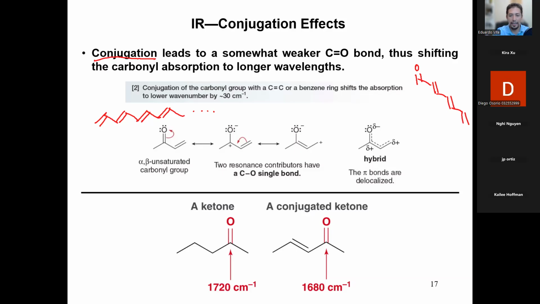So you see down here we have a ketone, carbon double bond oxygen, single bonds all around, not conjugated. Notice its wave number is 1720. Well, as soon as I add this double bond, I begin to add conjugation. I introduce resonance. I weaken the bond. So you notice that the number goes from 1720 to 1680.